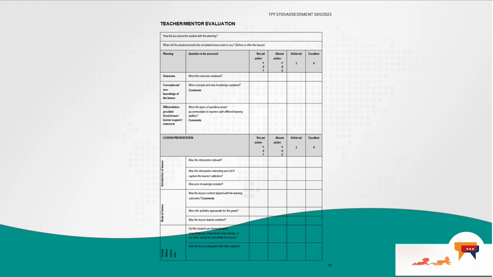Differentiation provided: enrichment, learner support, and consents. Were the types of questions posed accommodative to learners with different learning abilities? You see, that IFP 3701 is key. It is important because you will apply those concepts in each and every lesson. And here, the mentor will comment whether you use differentiation or enrichment and also tick the correct box.